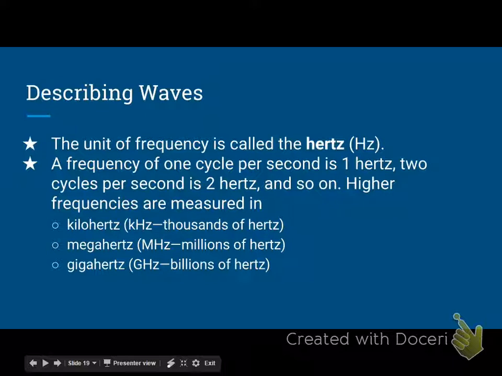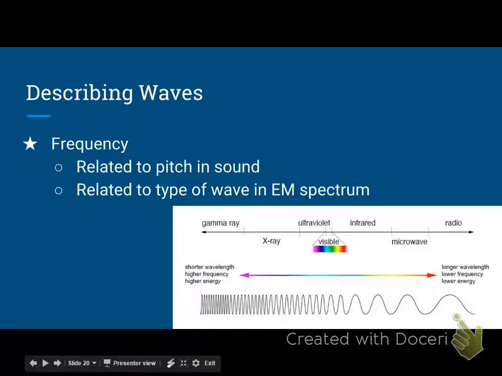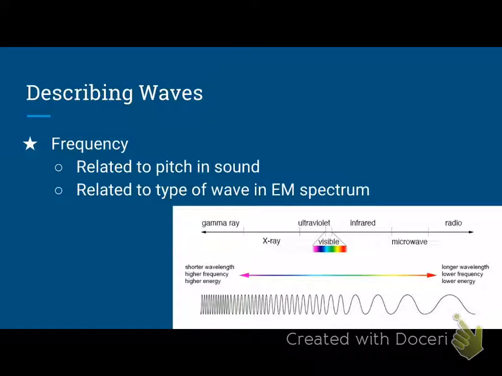When we talk about hertz, again, understand that we use our same metric prefixes. So kilo is thousands, mega is millions, giga is billions. Okay, don't be confused by that. And when we talk about frequency relative to sound, we're talking about pitch. So when you go to higher frequency sounds, that's a higher pitch. Lower frequency sounds are a lower pitch.